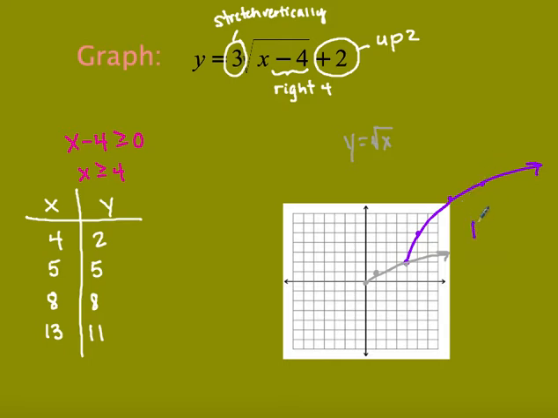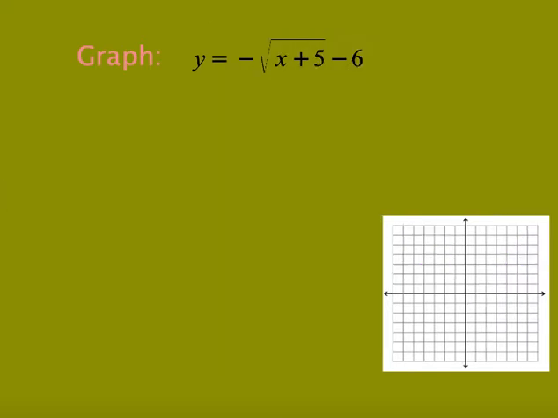And the domain of my new graph is going to start when x is 4, so when x is greater than or equal to 4. And my range is going to be when y is greater than or equal to 2. And I can find the domain and range very easily in my set of ordered pairs. So that's my square root function. All right, let's try another one just for practice.